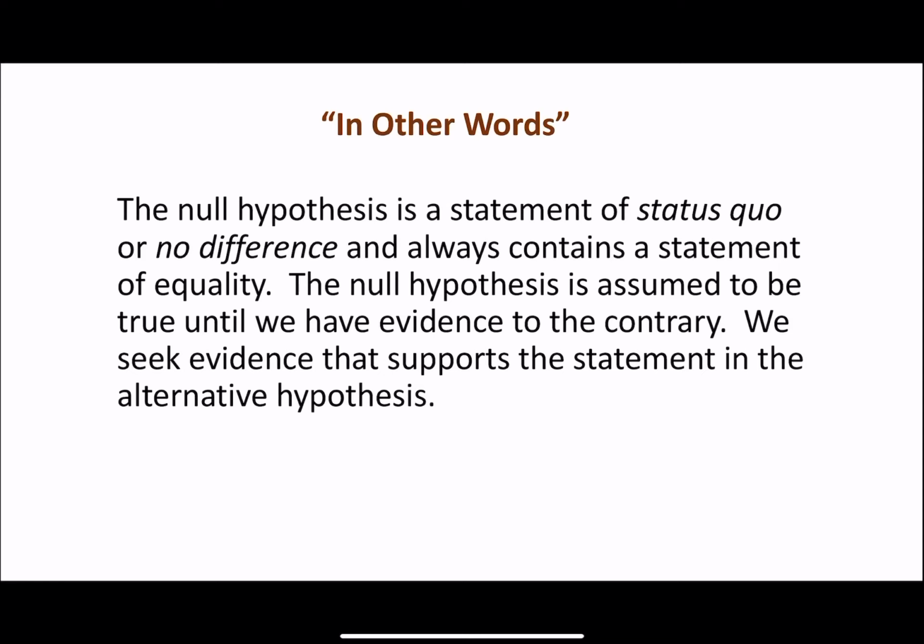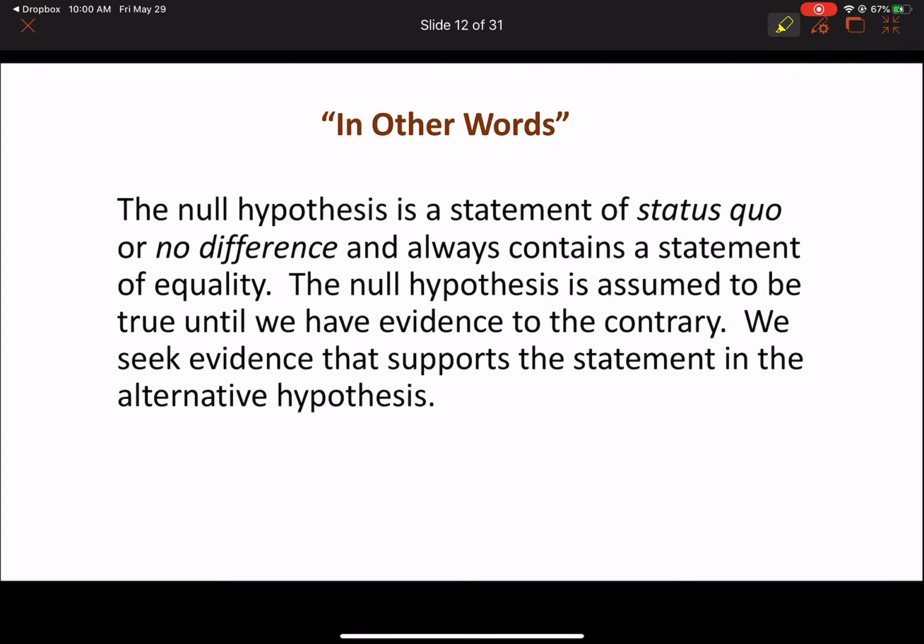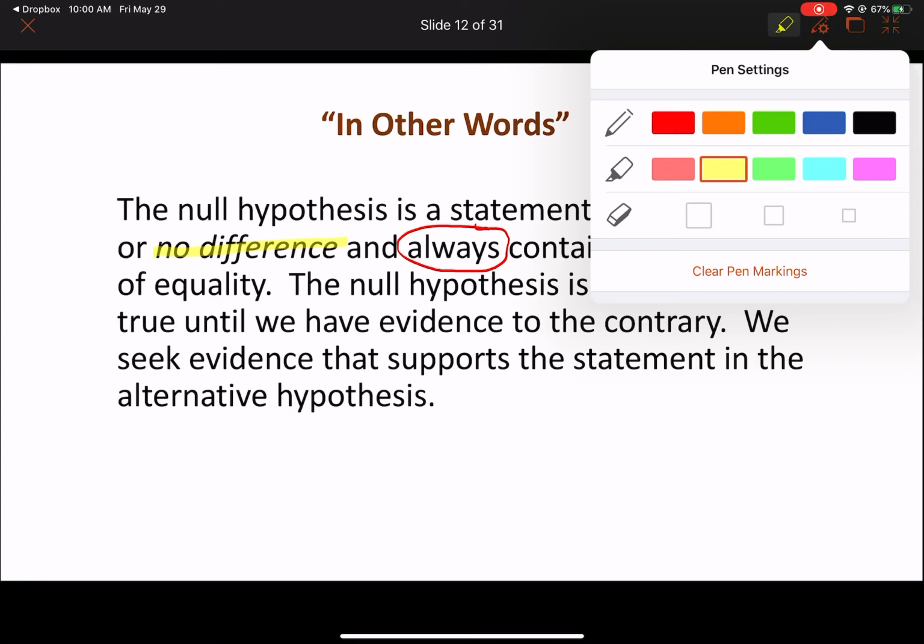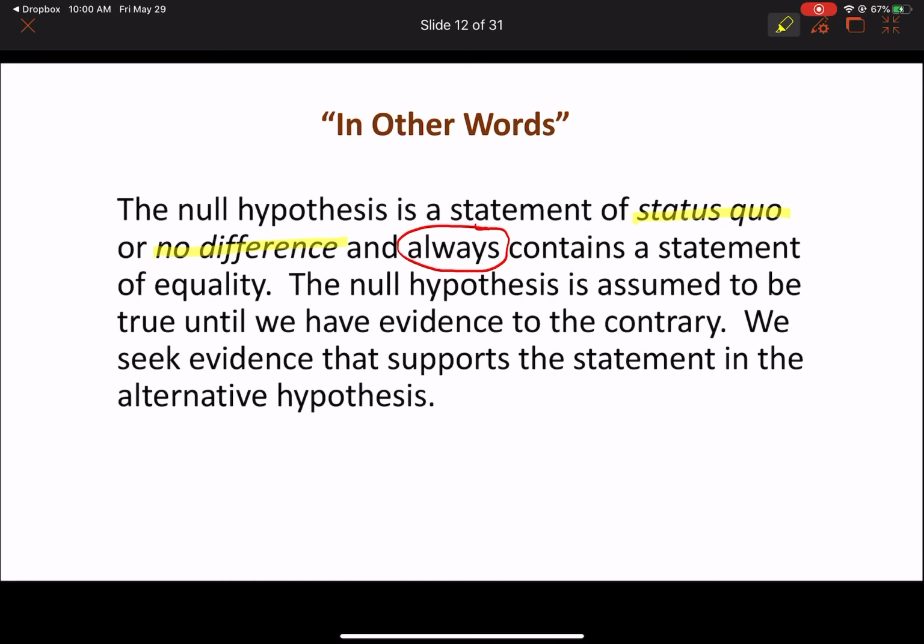In other words, the null hypothesis is a statement of the status quo or no difference. It always contains a statement of equality. The null hypothesis is assumed to be true until we have evidence to the contrary. We're seeking evidence that supports our new statement, the alternative hypothesis. We are looking for evidence to support our alternative hypothesis.